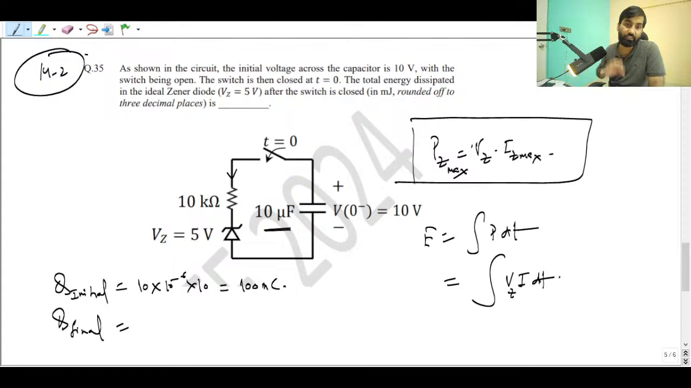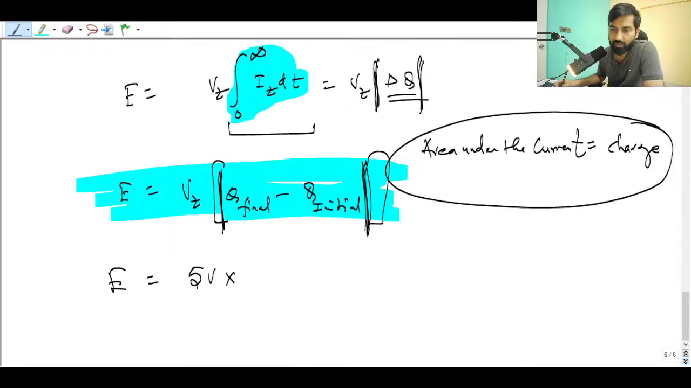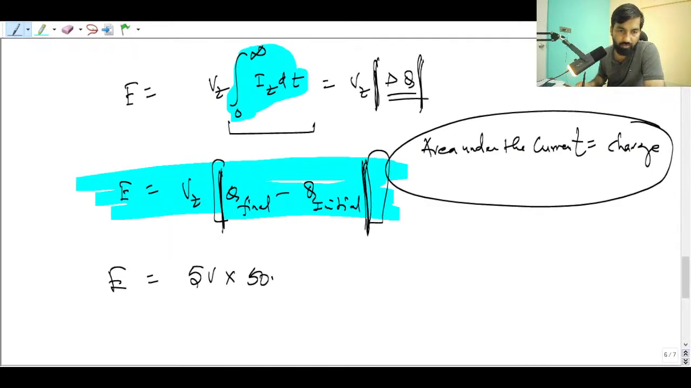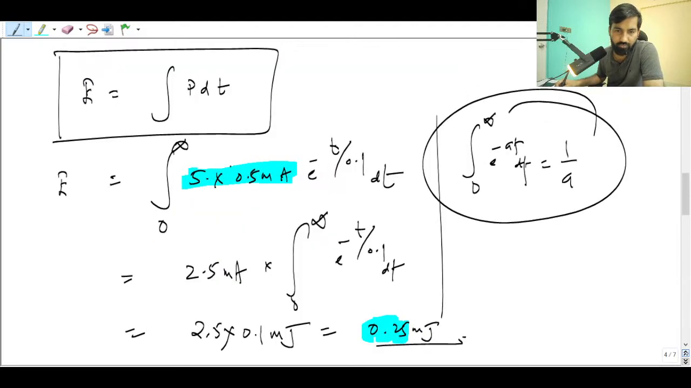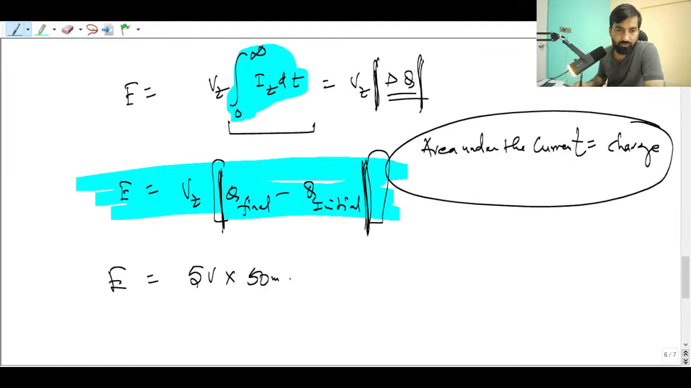Final charge means the final voltage. What is the final voltage? That is 10 minus 5, that is 5. So the capacitor is the same, and this is 5, which is 50 millicoulomb. So how much charge is the Zener diode going to take from the capacitor? The change is 50 millijoule, okay. So 5 into 50 milli, not 50 millijoule, sorry, 50 millicoulomb we should say, not joule. So this becomes 50 millicoulomb.